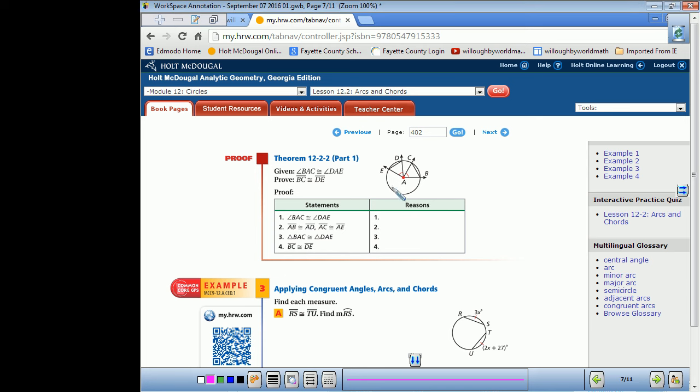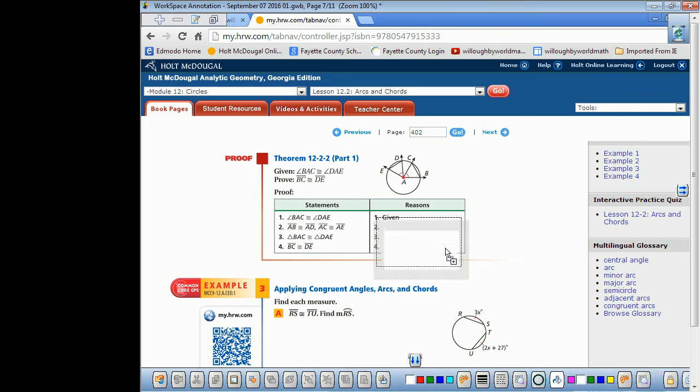Alright, so let's prove that if we have congruent central angles, we have congruent chords. So, step 1, angle BAC is congruent to angle DAE. What was that? Given. Okay, step 2, AB is congruent to AD, and AC is congruent to AE. They are all radii. Very good. And we know that all radii of a circle are congruent.